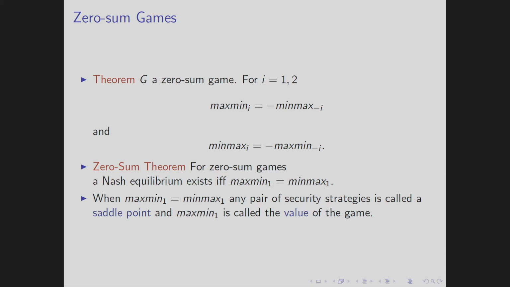And at the intersection, you get the point where they are equal. And these are those equilibria. So that's why one calls them saddle points. And the max-min is, in that case, the payoff in a Nash equilibrium. And therefore, this is associated with the game. It's called the value of the game.